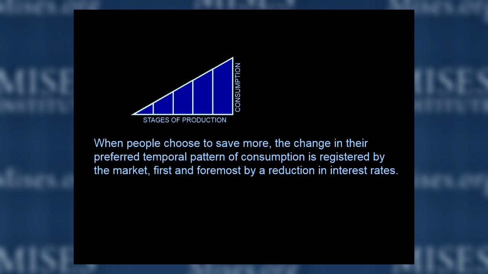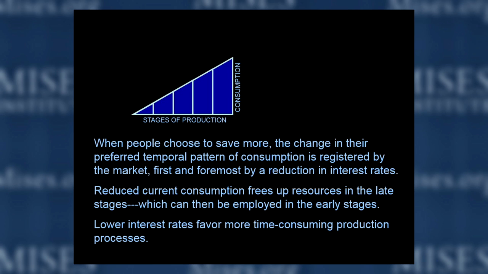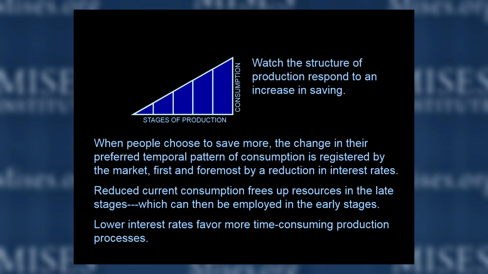So when people choose to save more, the change in their preferred temporal pattern of consumption is registered by the market, first and foremost by reduction in interest rates. Reduced current consumption frees up resources in the late stages, which then can be employed in the earlier stages. Lower interest rate favors more time-consuming production. So let's watch that. We get lower interest rate. Watch the structure of production respond to an increased saving.